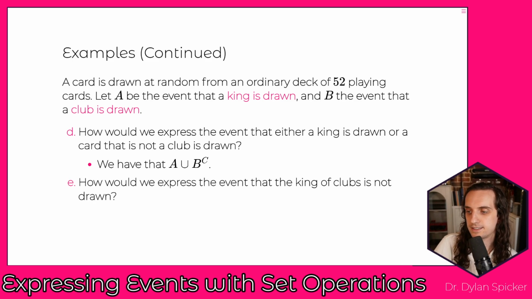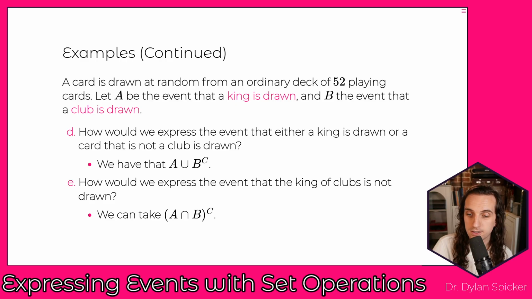How do we express the event that a king of clubs is not drawn? Well, the king of clubs, we've already actually seen, that's going to be A intersect B. But if we want to draw not the king of clubs, then we need to take the complement there. So A intersect B complement.